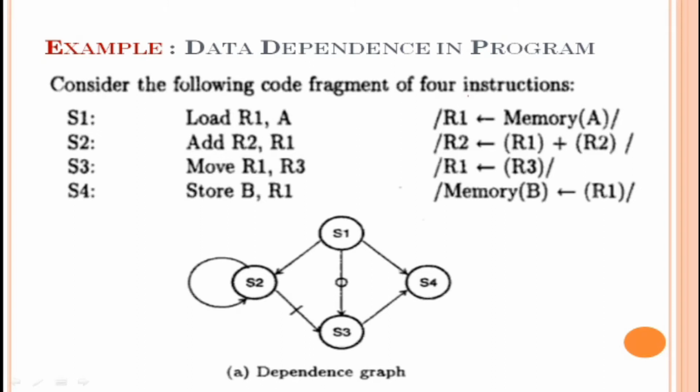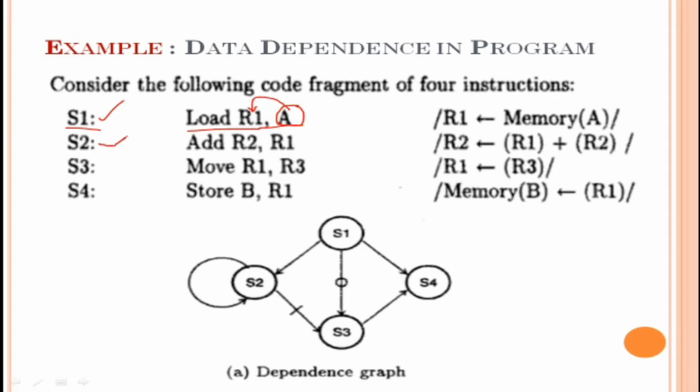Now we'll try to understand the dependency with an example, a data dependency in a program. Consider the following code fragment of 4 instructions. Statement 1: load R1, A. We are loading the content of A, where A indicates memory, onto the register R1. Whatever data is stored in this memory location is moved into the register R1. This is statement 1.